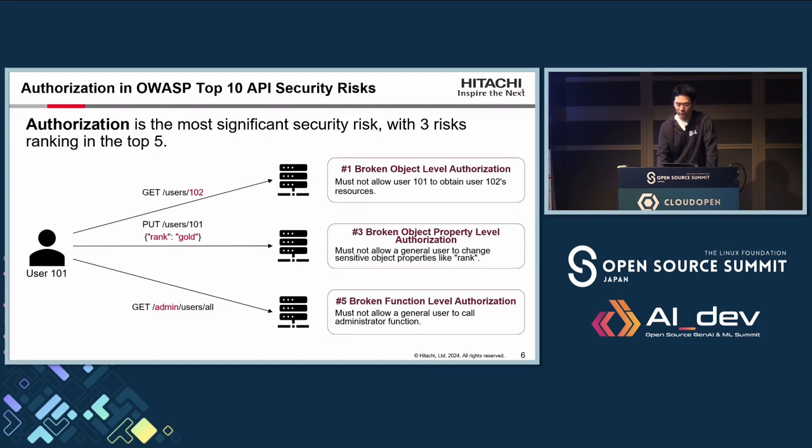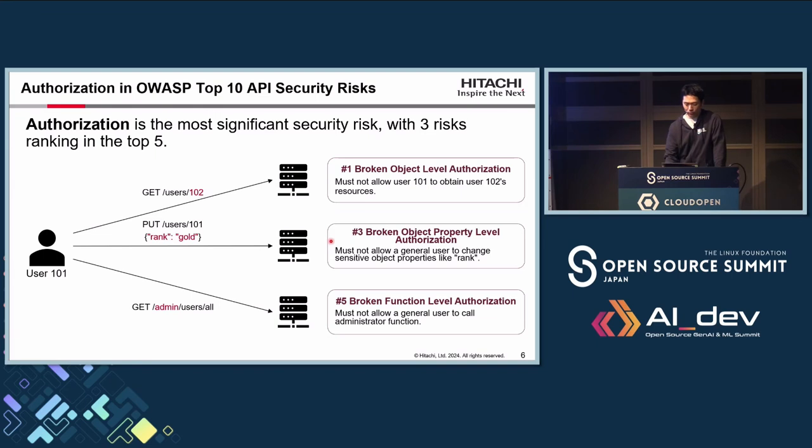How many people know the differences between these three authorization security risks? Authorization is important, but there are many different levels, and this complexity is one of the factors that make it difficult to implement authorization. I briefly explain each authorization security risk. Regarding number one, broken object-level authorization, this risk allows access to objects not permitted. For example, user 101 can get user 102's resources. The resource server must not allow user 101 to obtain user 102's resource.